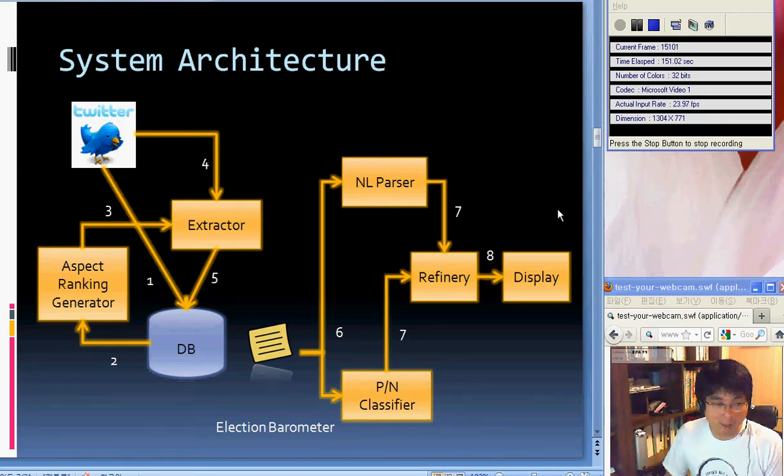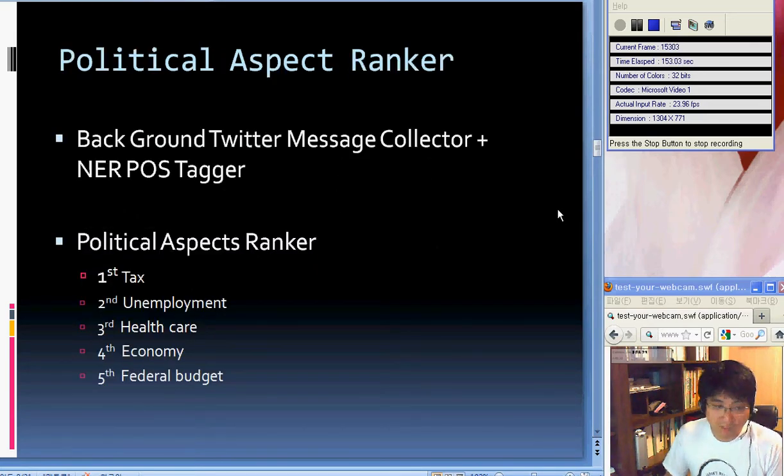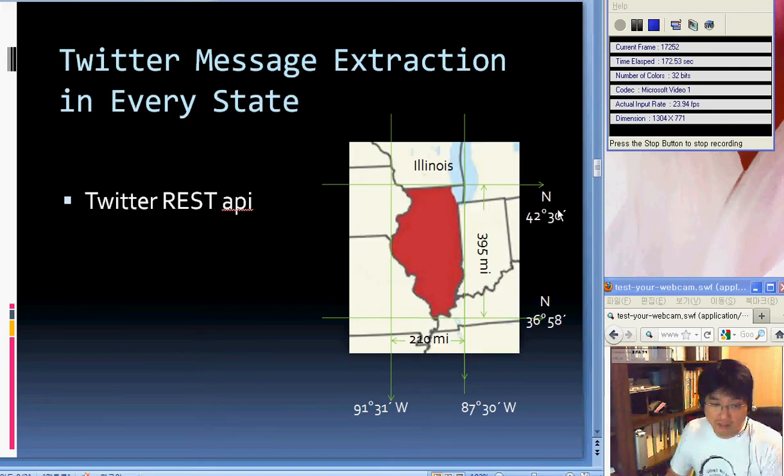First, we will collect Twitter messages talking about a candidate in the recent 7 days, and we will store those messages POS tagged by the NER POS tagger. And we will implement a political aspect ranker that will choose the 5 most popular aspects based on counting the number of mentions in the database. And we will use these top 5 aspects to extract current tweets to show the result.